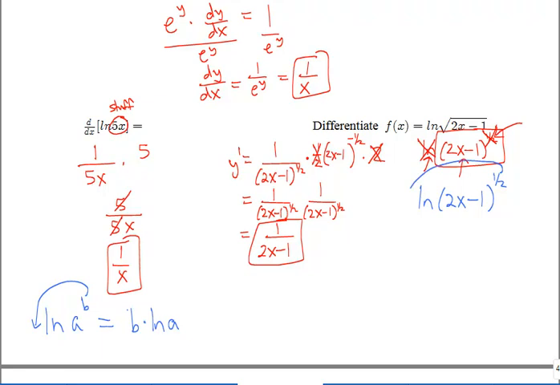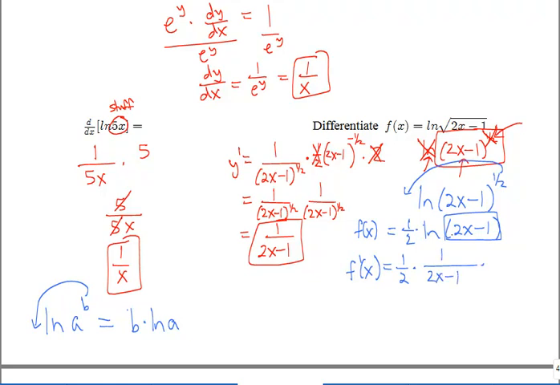So that's what I'm going to do here. I'm going to take this 1/2 and move it down out front. So this becomes 1/2 ln of 2x minus 1. So now instead of having to deal with that square root, it's turned into a constant multiplier. If this is my function, the derivative of it would be this constant multiplier stays put, and then I multiply it by the derivative of this ln of stuff. The derivative of ln of stuff is 1 over that stuff times stuff prime.